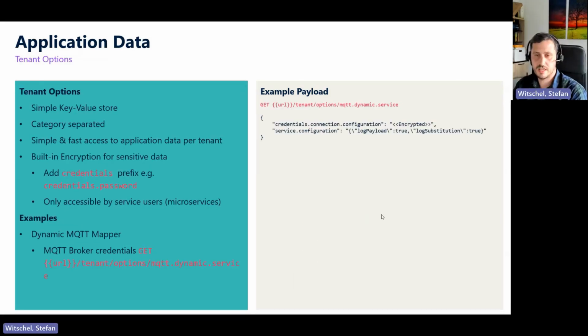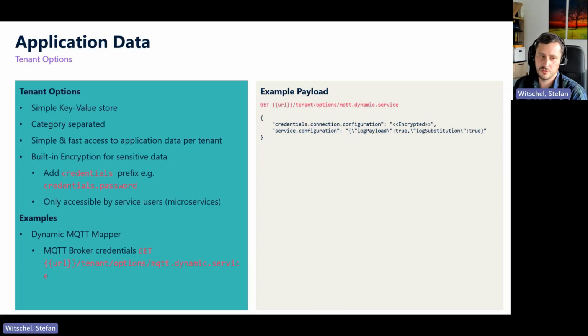Let's talk about the tenant options. The tenant options are a key value store. You have specific categories. You can simply and quickly access the data in your application. And one benefit of using the tenant options is that it has built-in encryption for sensitive data. If you add the prefix credentials to the key, the value will be encrypted and is only accessible for the service user, which is mainly used in a microservice environment, to actually decrypt it and then use that value.